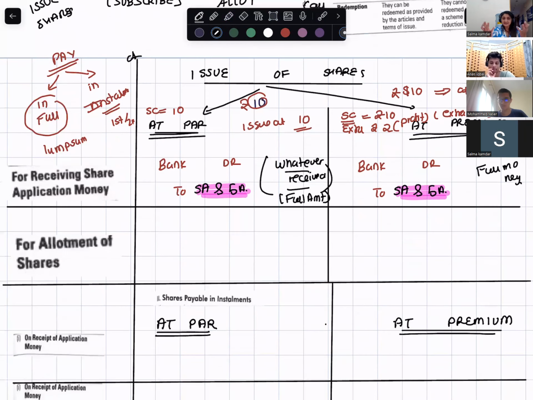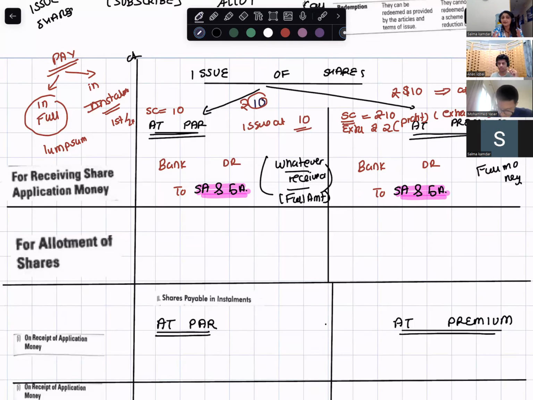Now, after I receive the application, what will I do? Allot. After share application, we go to allotment. When I'm allotting the shares, it means I'm giving them the shares. So when I'm giving them the shares, what does it mean? Share allotment debit to share capital.